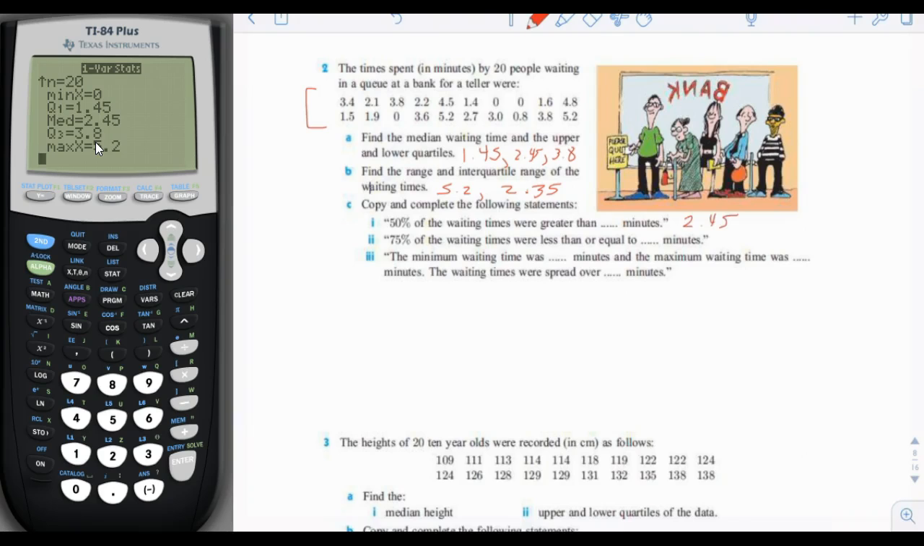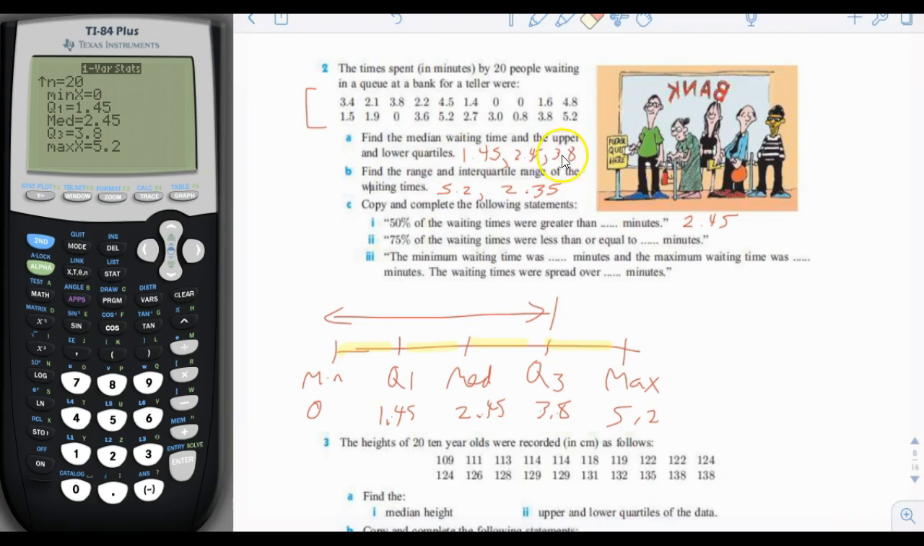75% of the waiting times were less than or equal to, okay, so just to give you a little picture here, we're going to say, okay, minimum, and then we're going to put Q1, median, Q3, and maximum. And so each one of these sections has 25% of the people in them. So when they say 75% of the waiting times were less than or equal to a certain number of minutes, they're talking about this part here. So that would be the number of people that were to the left of Q3.